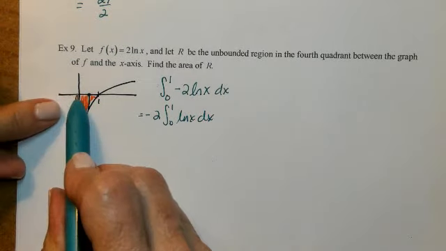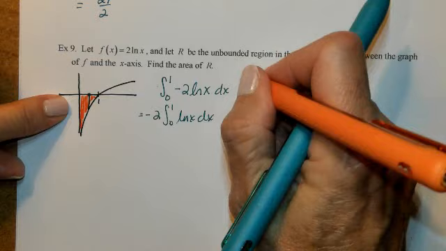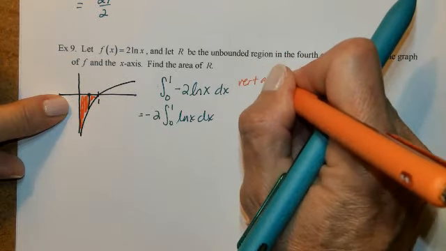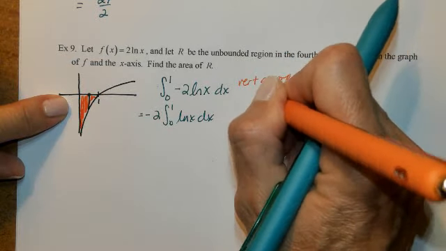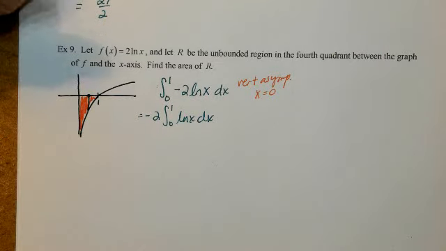And clearly we have a vertical asymptote at x equals 0. So vertical asymptote at x equals 0. So we can't put that as a boundary. So we will keep that in mind.